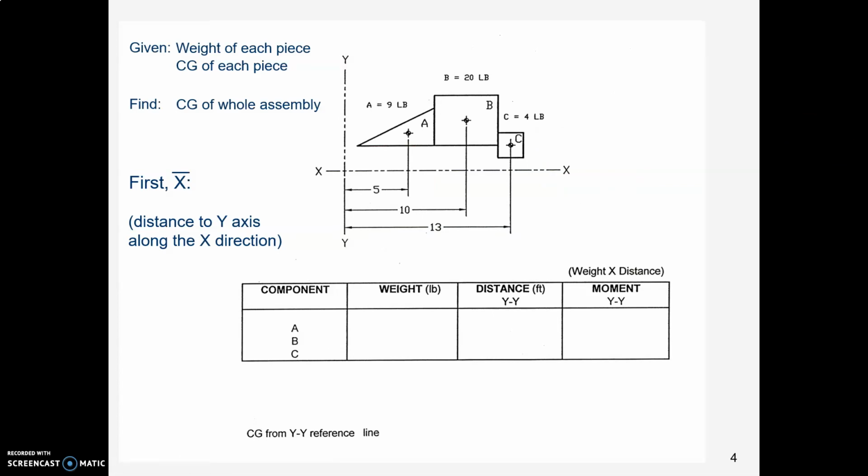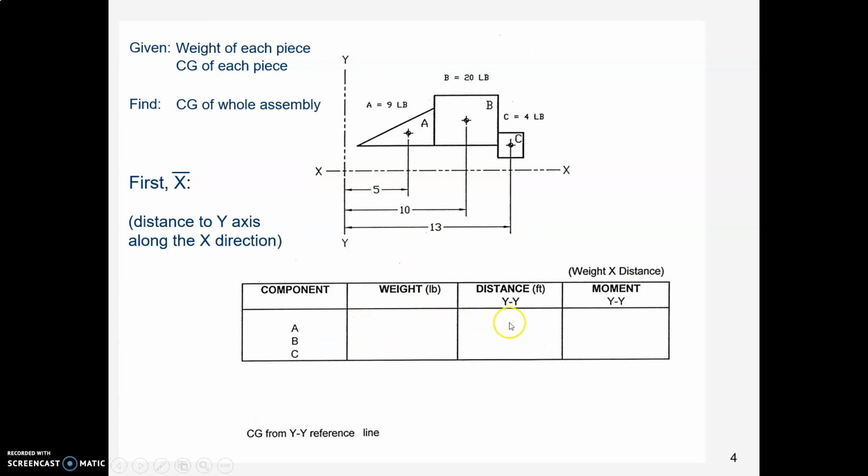First, let's look for the center of gravity of this snowplow in the x direction. So we are looking for x bar. I'll just give you a moment to let all this soak in. What we have is a weight given for each of those geometric shapes: 9 pounds, 20 pounds, and 4 pounds. And let's say we've already figured out how far it is to the center of gravity of the wedge, the big box, and the small box. So we've got the weights and the distances already, and we're looking for x bar.